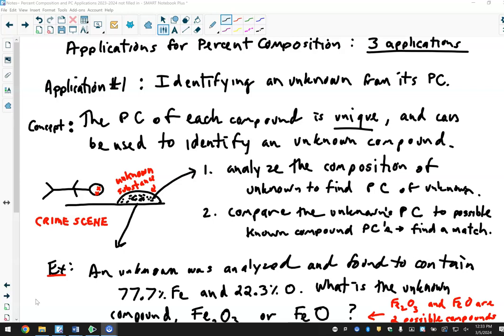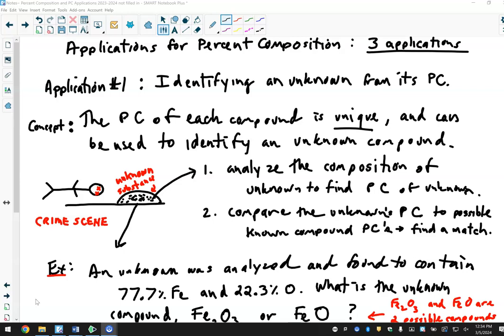So the scenario we have here is we have this guy here, right? He's found at the crime scene. But next to him, there's an unknown substance, and the CSI investigators see some boot prints in this unknown substance. So they're going to take a sample of that unknown substance back to the lab and analyze its composition.